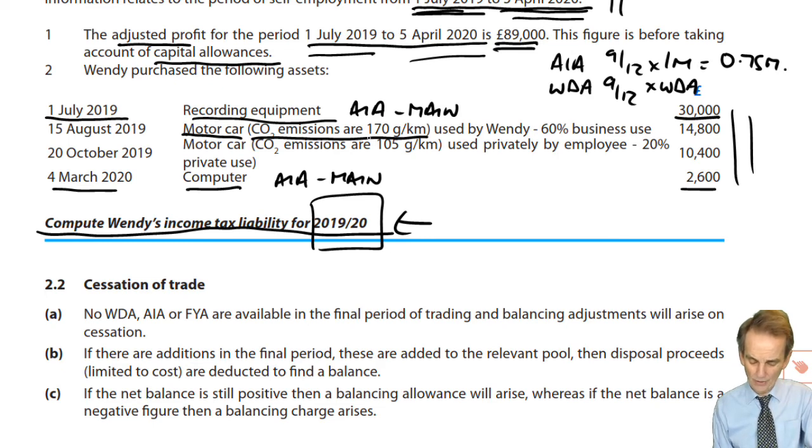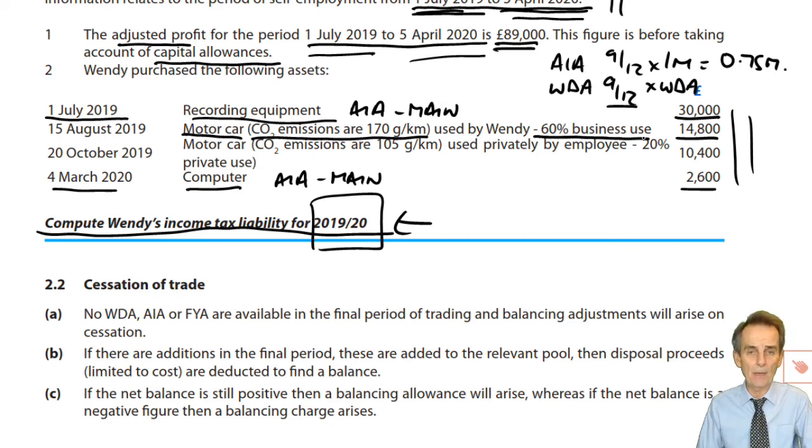So in relation to this particular vehicle, 170 grams per kilometre, based on the allowable cost, 14,800, it would be 6% as the maximum available writing down allowance, but that 6% would then have to be time apportioned based on the length of the accounting period. Having got that figure and deducted it from the cost figure, it is not the amount of writing down allowance that may then be claimed, because that must be restricted to the 60% business use.